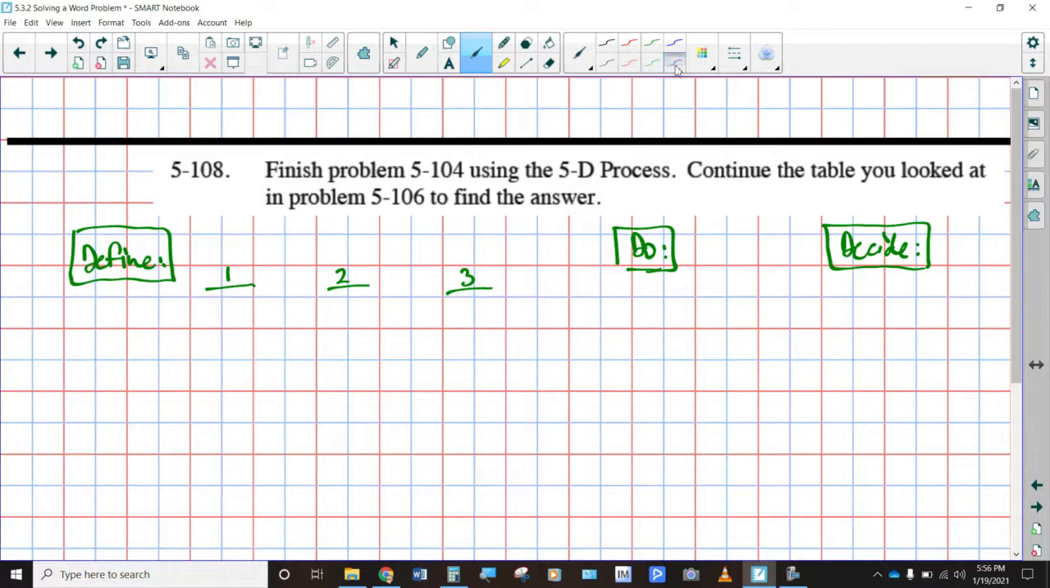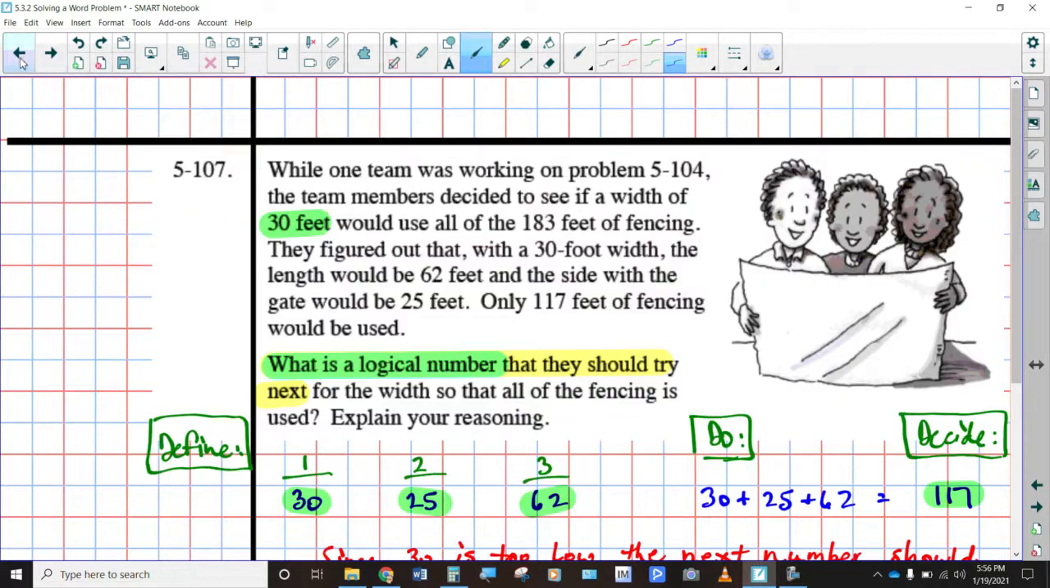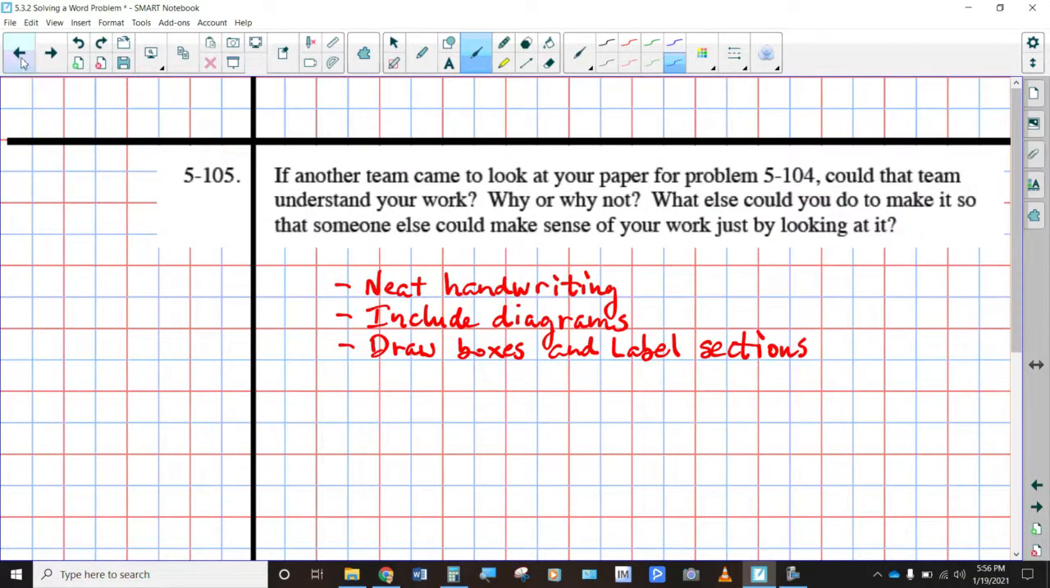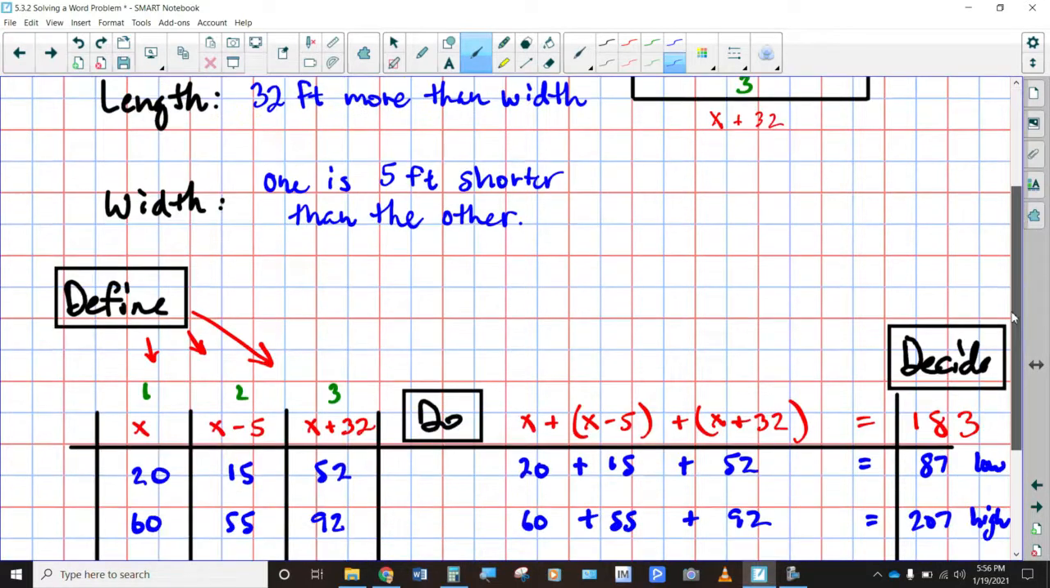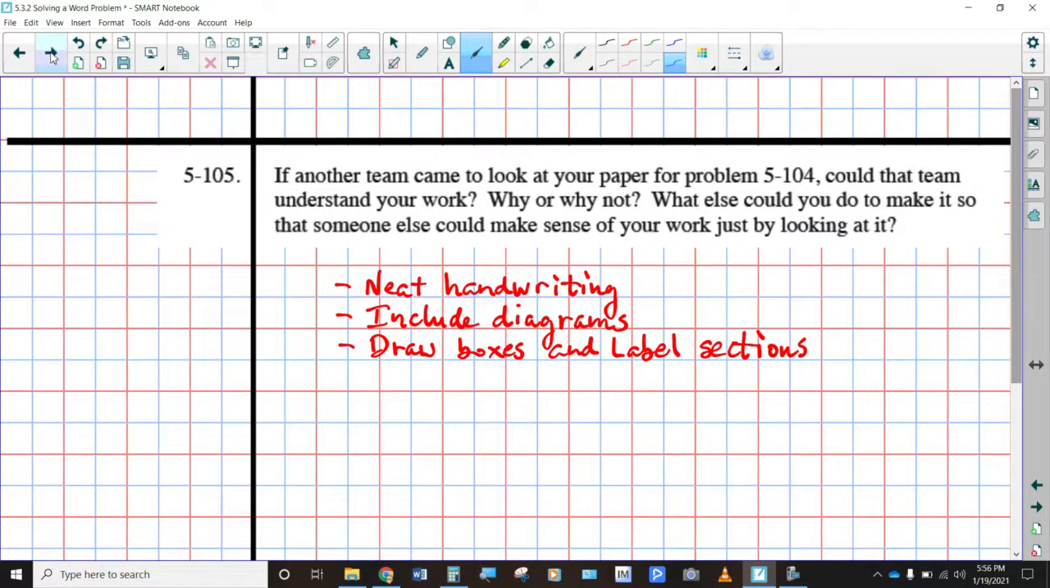So we know 20 was too low. When we did 20, that gave us 87. When we did 30, it gave us 117, right? And then when we did 60, it was too much, right? What was that, 207? Go back and look and see what that was. Yeah, that was 207. That was too high.